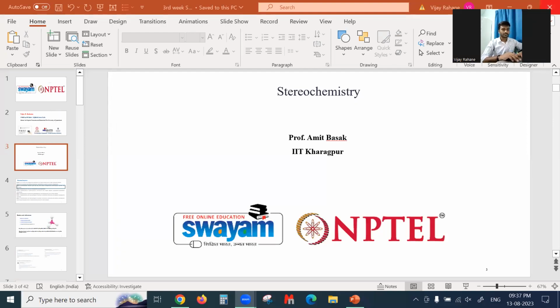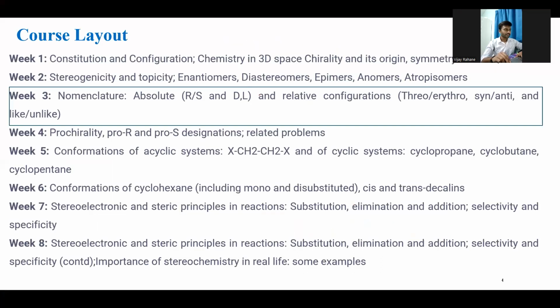All right, so we'll start with today's session. We are going to cover the problem based on the third week topics, that is nomenclature of the stereoisomers, and particularly R and S nomenclature as well as the D and L nomenclature and the relative comparison concepts.